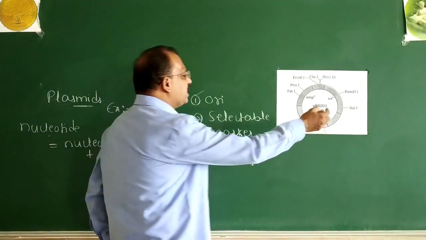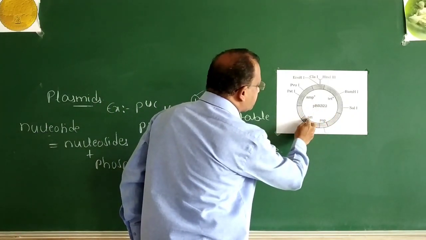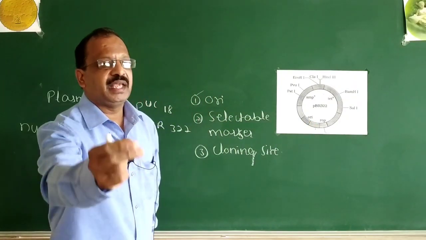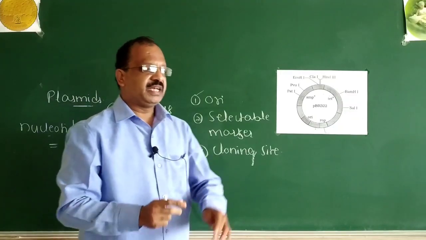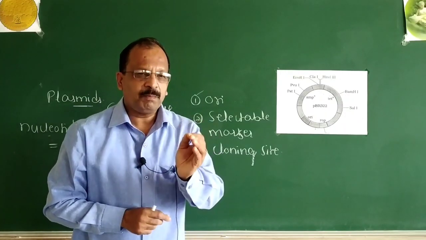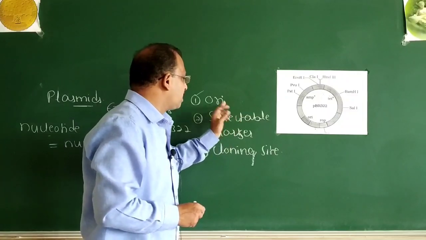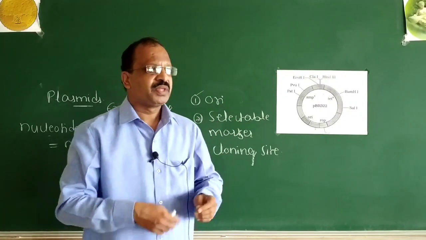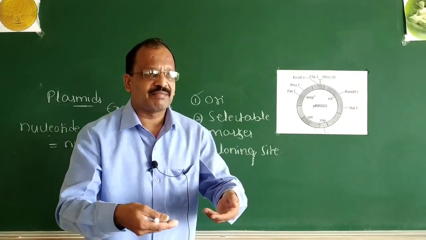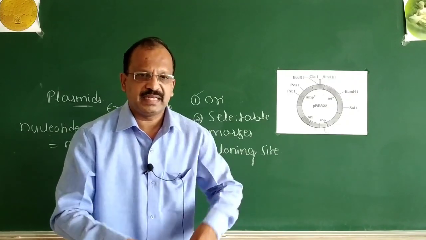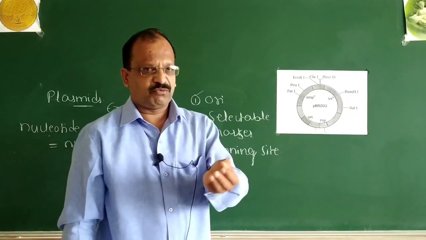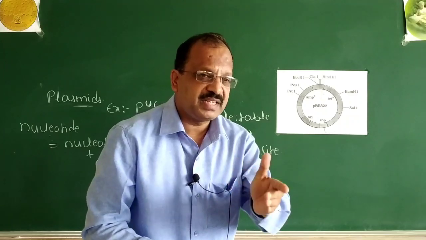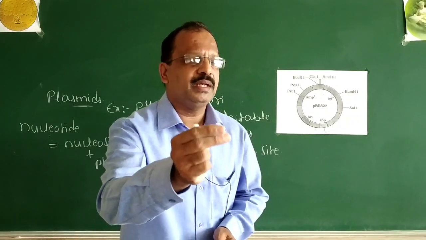When the foreign DNA is introduced into the origin of replication site, it is made to replicate within the host cell. Even it will control the copy numbers. Origin of replication will control copy numbers. When you are planning to get several copies of a desired DNA or foreign DNA, you have to select such a vector which will facilitate high copy numbers.